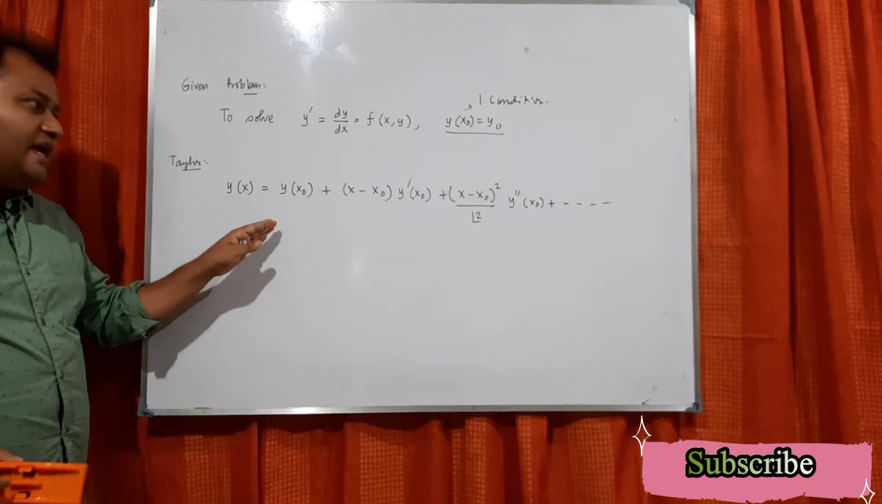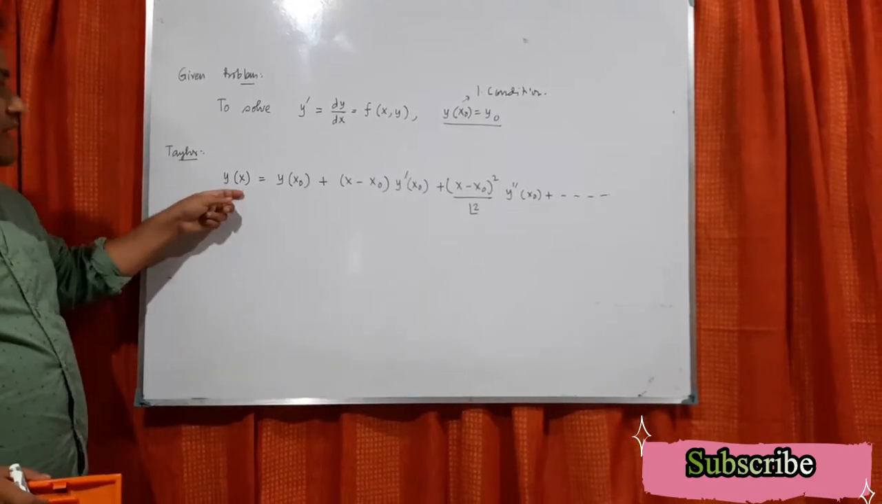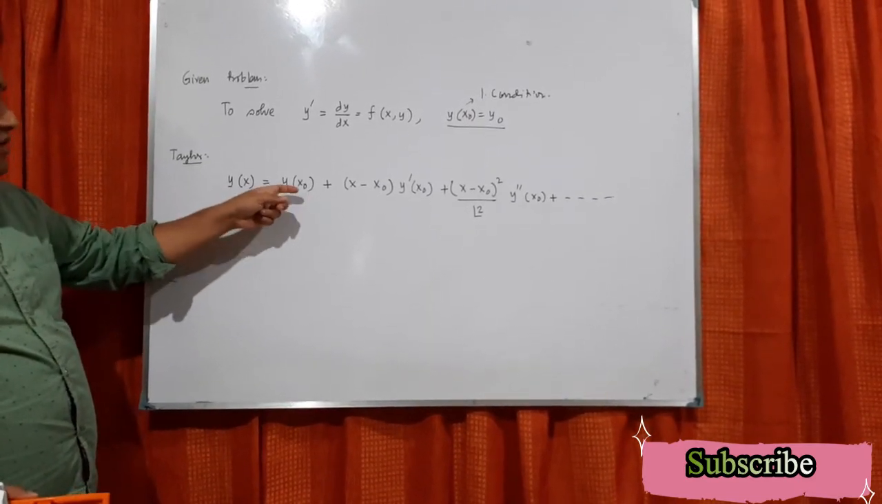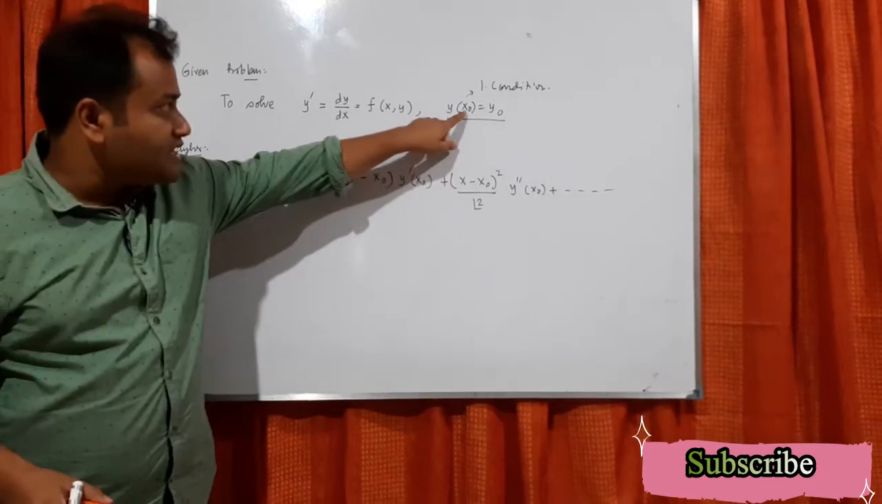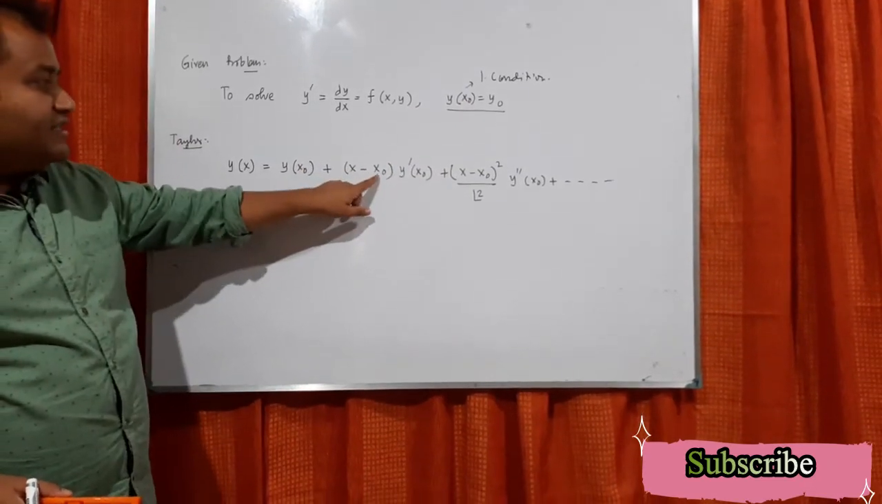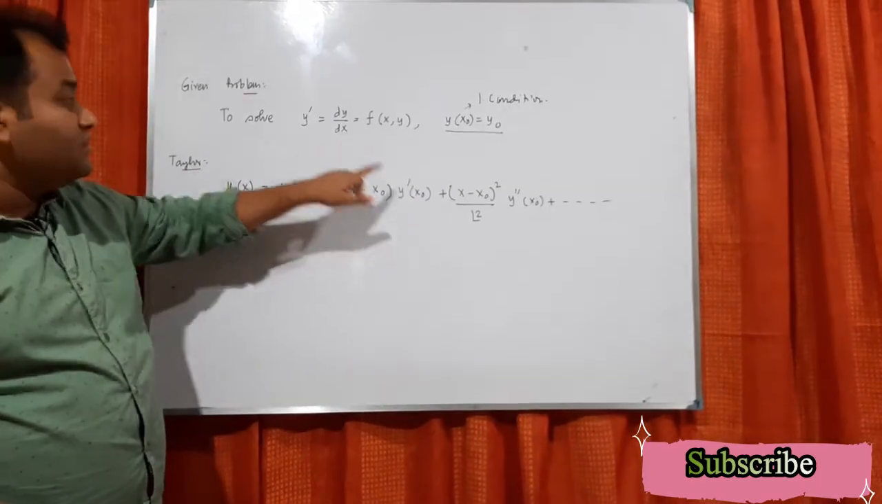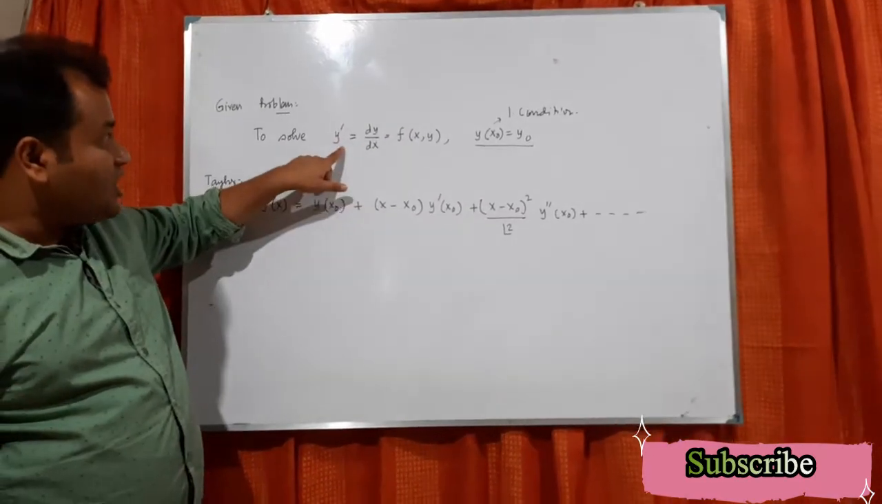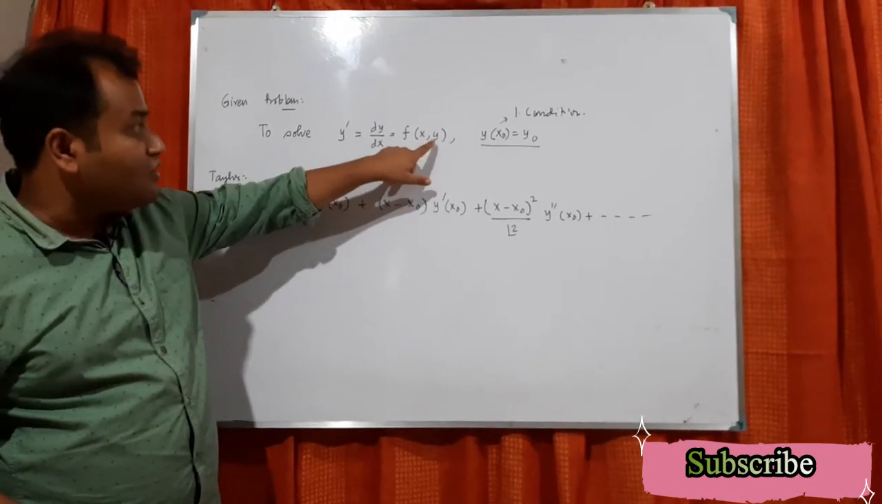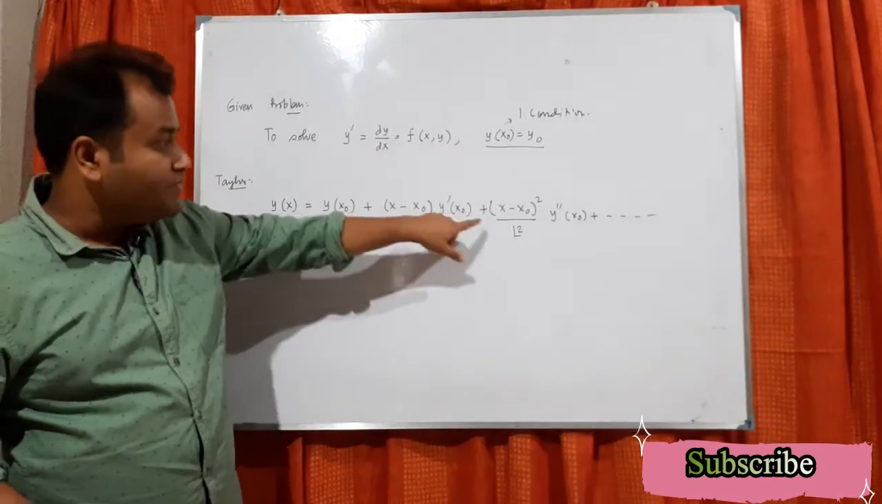So this is very simple, like the binomial series. y of x equals y of x naught plus (x minus x naught) y dash x naught. So y dash x naught means f of x naught and the corresponding y value, y naught, and so on.